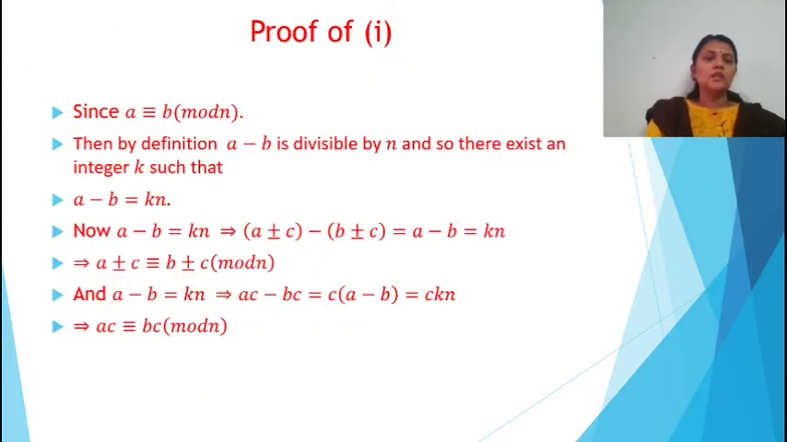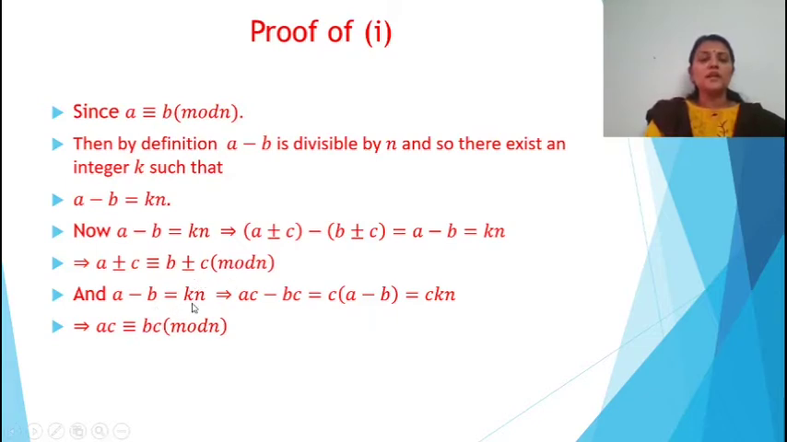Now the proof of 1. Given that a congruent to b mod n, then by definition a minus b is divisible by n, so there exists an integer k such that a minus b equal to kn. Now a minus b equal to kn implies we can add plus or minus c, a plus or minus c minus b plus or minus c. Here this plus or minus c is cancelled, so this becomes a minus b, which is equal to kn. It's given. That is a plus or minus c is congruent to b plus or minus c mod n.